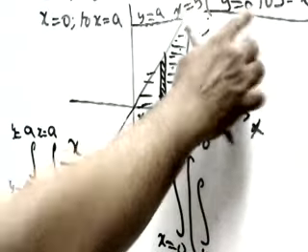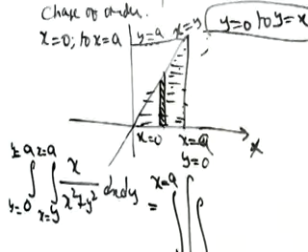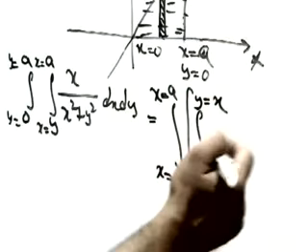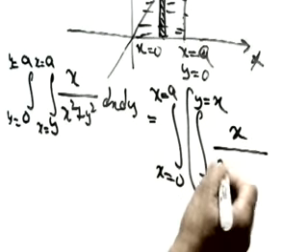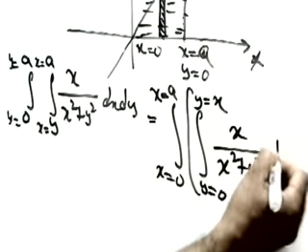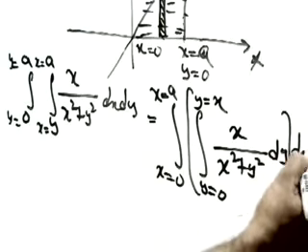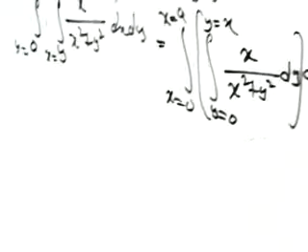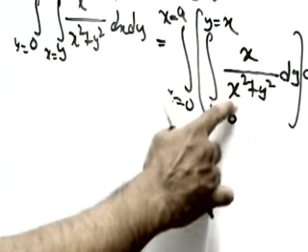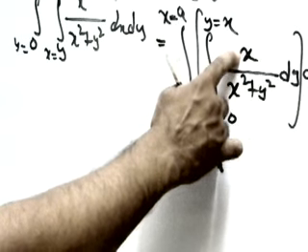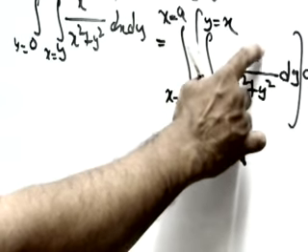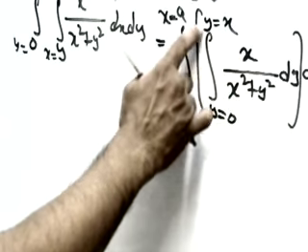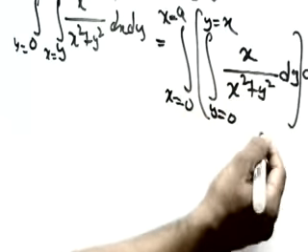Now let me write y here. y equals 0 to y equals x. Now what we are having is x divided by x square plus y square. First we have to integrate with respect to y, then with respect to x. Now here we have to integrate with respect to y. So this x is constant, it is of the form 1 by a square plus x square. Because this is constant, we are integrating with respect to y.